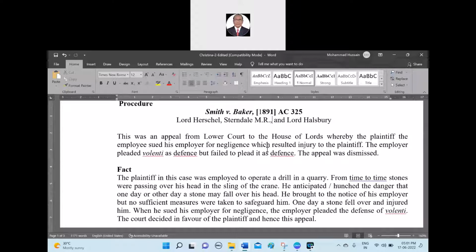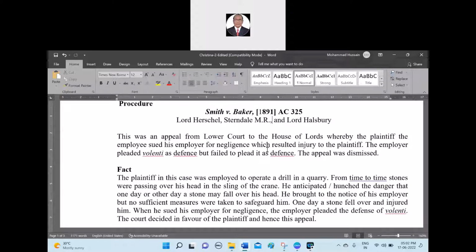So, it went from the lower court to the House of Lords, whereby the plaintiff, the employee, sued the employer. Who sued whom? First, from where has the case come? Second, who are the parties? The employee sued his employer for negligence. And who is the employer and the employee? Why did he sue? The reason you have to write.